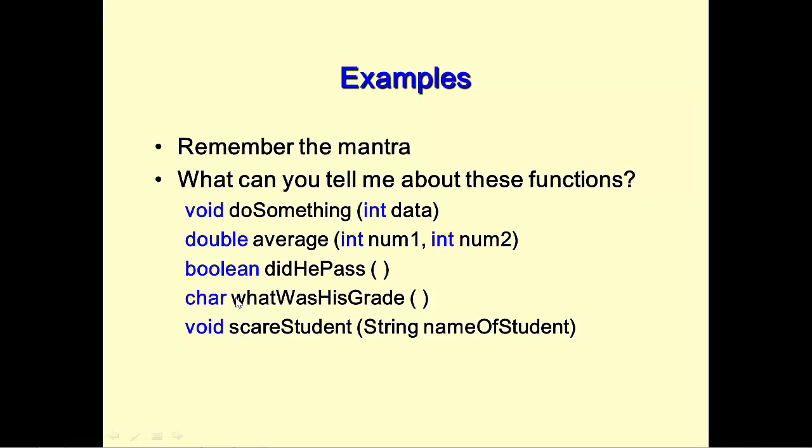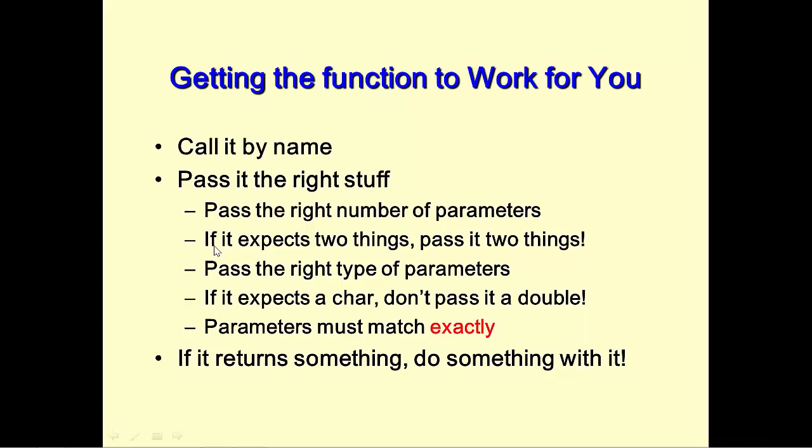What was his grade is going to return me a char, and again, I don't have to pass anything. And then scare student is going to expect a name of a student, and it's not going to return any information. So it's almost like we have a contract. If I call this function, I have to either pass it something or not pass it something, but it has to match what it's expecting. And if it does return me information like you see right here, I better do something with it.